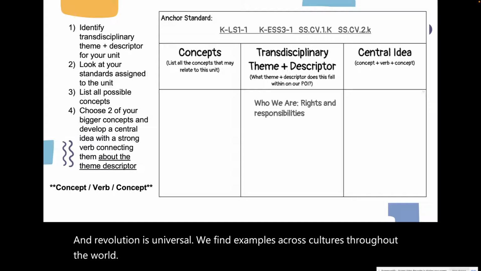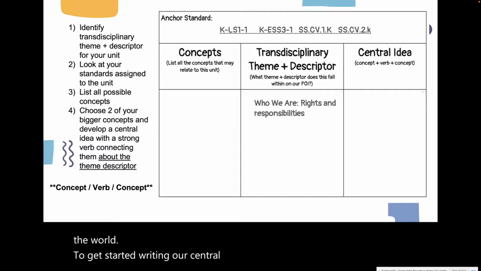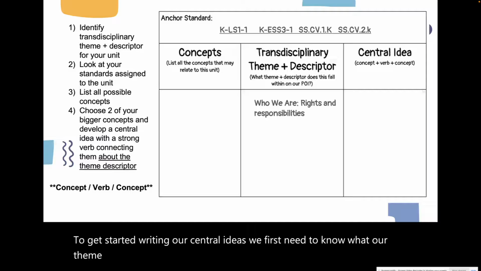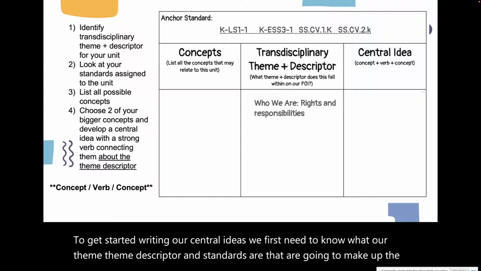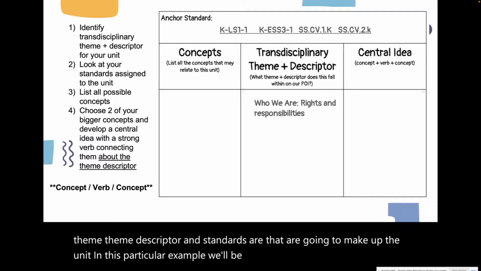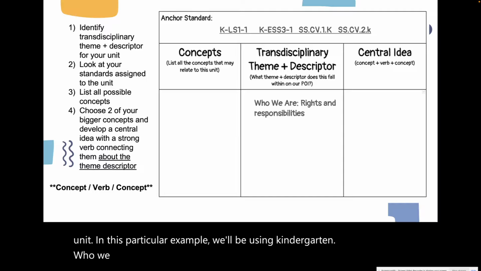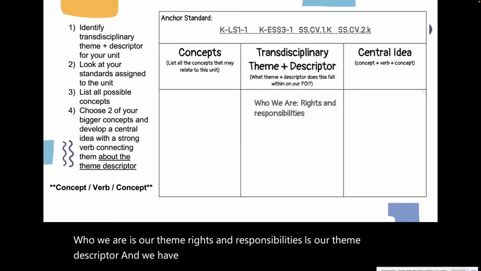To get started writing our central ideas, we first need to know what our theme, descriptor, and standards are that are going to make up the unit. In this particular example, we'll be using kindergarten. Who we are is our theme, rights and responsibilities is our theme descriptor, and we have 4 standards, 2 science and 2 social studies standards.